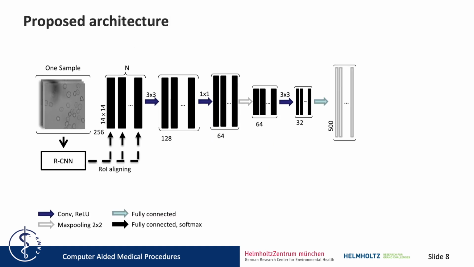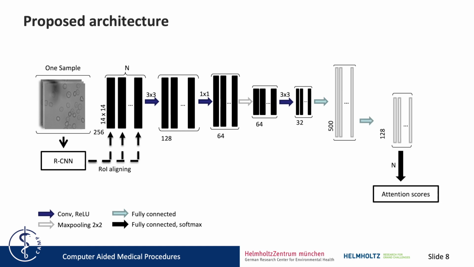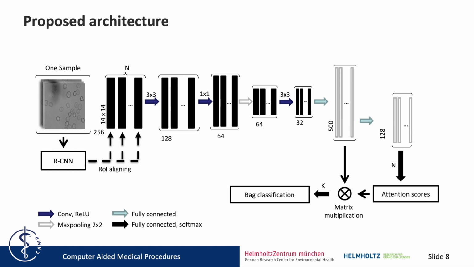Here is our proposed architecture that is using the features that are extracted by the RCNN and embeds them into vectors of 500 numbers. These vectors are then passed through some other convolutional layers that are helping us to calculate the attention scores for every instance. After having the attention score per instance, we do a matrix multiplication and calculate the bag feature vector. And with the bag feature vector, we try to classify the bag.